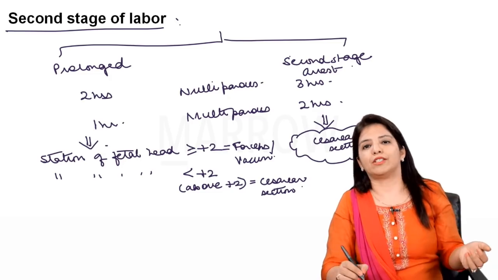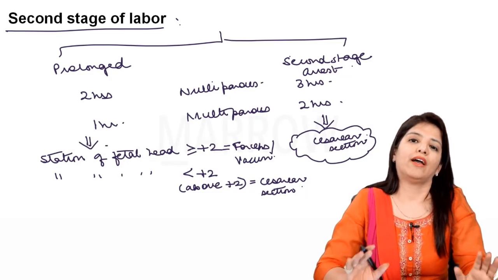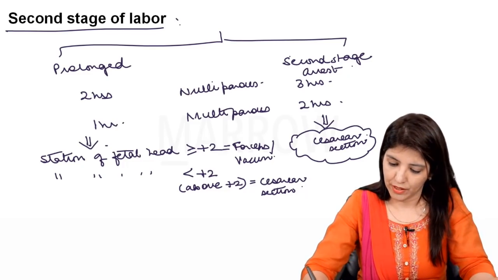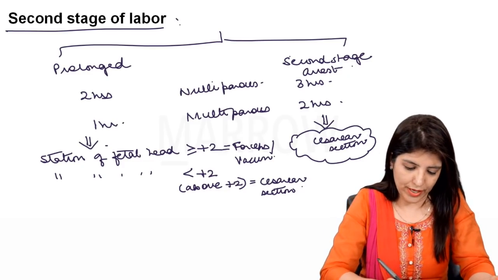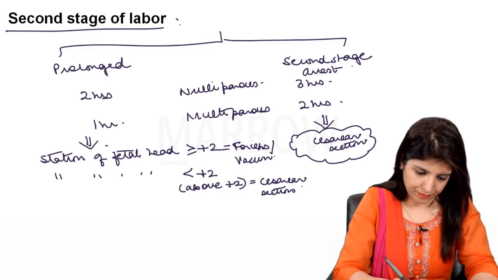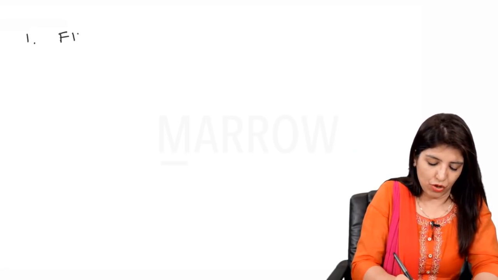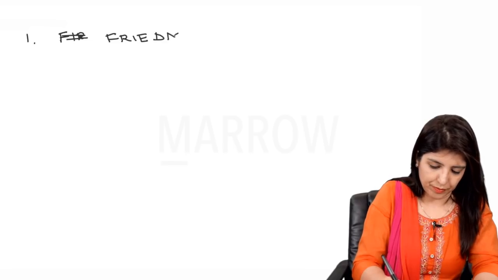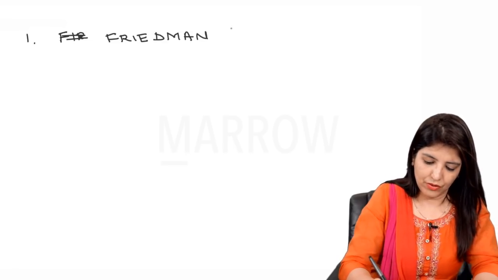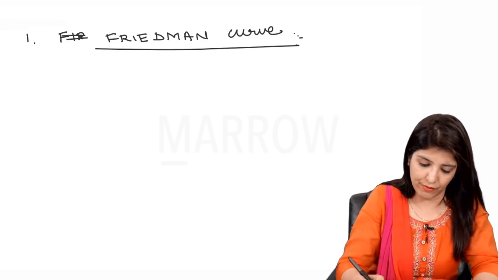So these are abnormalities of the second stage of labor. Now, with this background, I have to tell you partogram. So, let's talk about partogram, the main topic for today. In partogram, the first type of partogram which was given was by Freedman. Right, so it was a Freedman curve. That was the first partogram which was given.